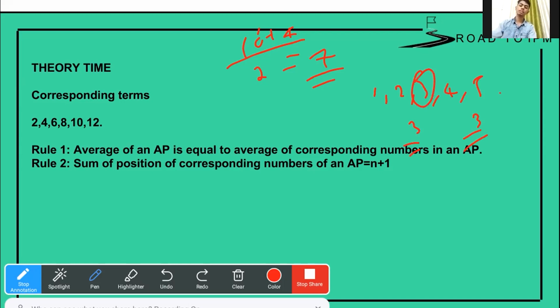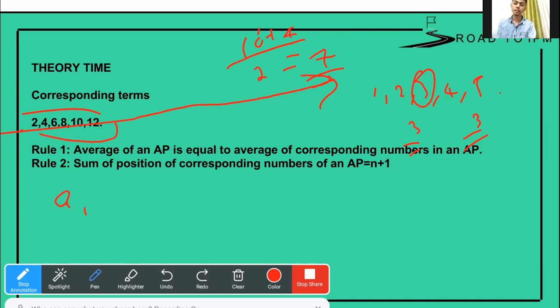And another observation is, let's take the total average as well. 2 plus 4 plus 6 plus 8 plus 10 plus 12 by 6. What will that be? 6, 12, 20, 30, 42 by 6, which is 7. So the average of the corresponding terms would be the average of the total AP. These are corresponding terms.